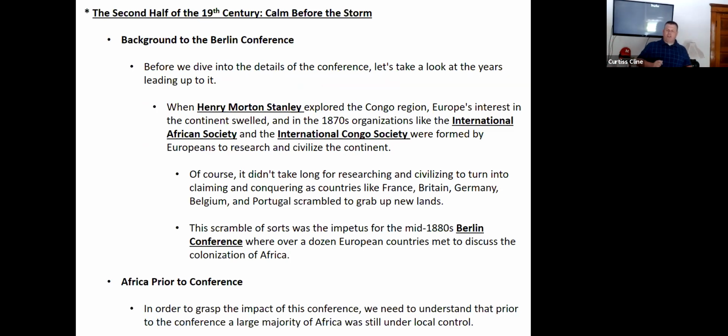When Henry Morton Stanley explored the Congo region, Europe's interest in the continent swelled. In the 1870s, organizations like the International African Society and the International Congo Society were formed by Europeans to research and civilize the continent. You might be familiar with Henry Morton Stanley. He was a PhD professor. He went out to explore the dark continent because much of its interior was not even known. And he wasn't seen for like 3 years.